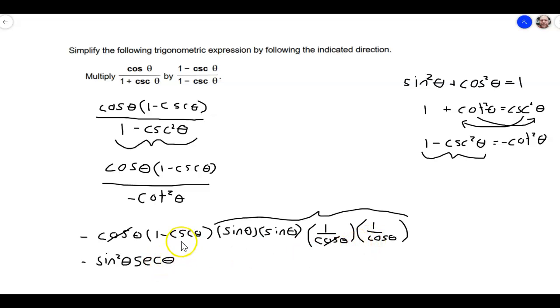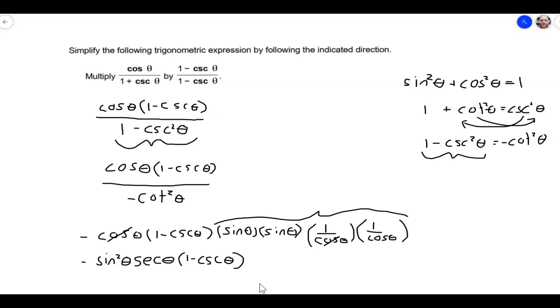And the only thing I have left is this, 1 minus cosecant of theta, and that is as far as we can get this down, and that's actually what my math lab is looking for right there.